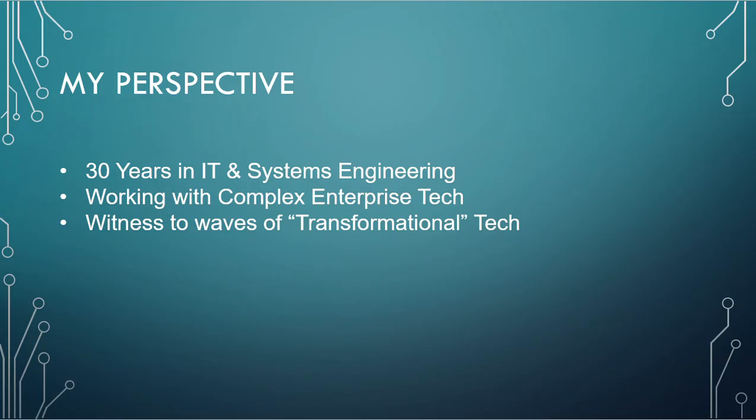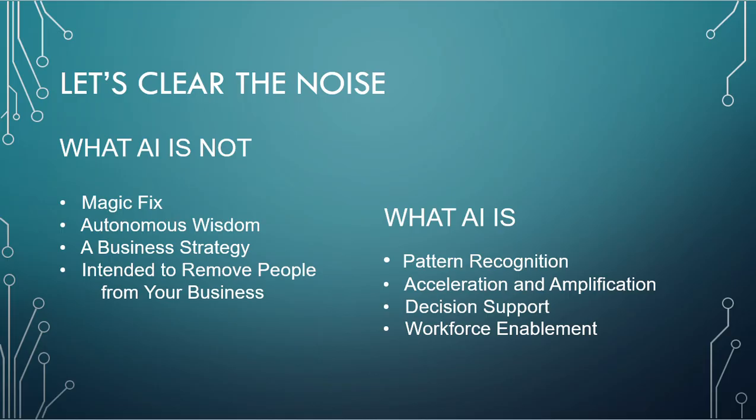And we'll start by talking about the noise. We want to get rid of it. So what AI is not? Number one, it's not a magic fix. It's not like you can say, I'm going to throw AI into my project and all of a sudden my project's going to fly, where previously we had broken processes and things that didn't work. AI is not going to automatically fix that. It's not autonomous wisdom that will layer on top of your broken processes and fix things for you.